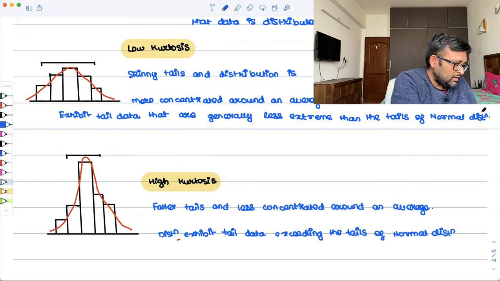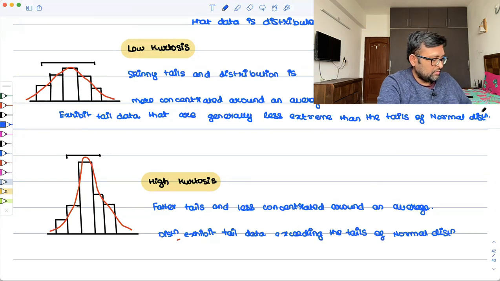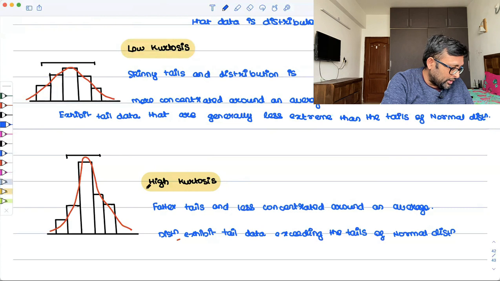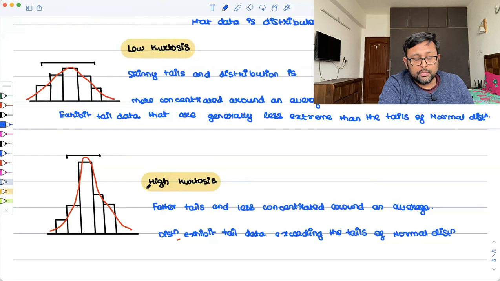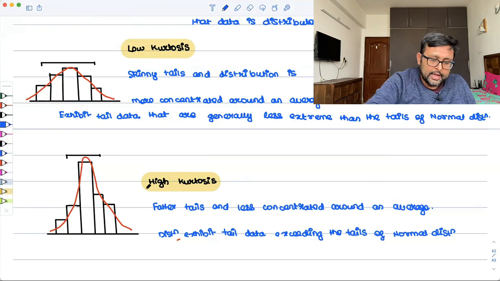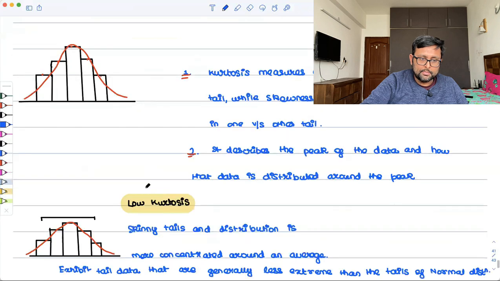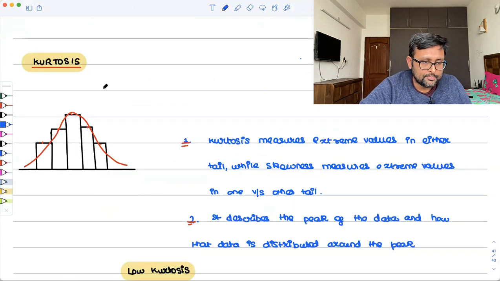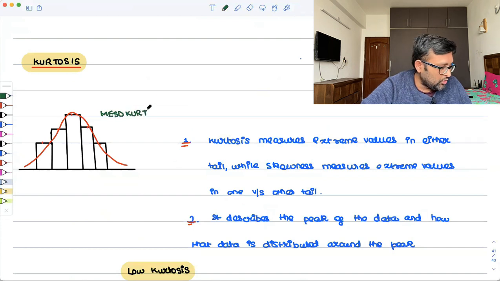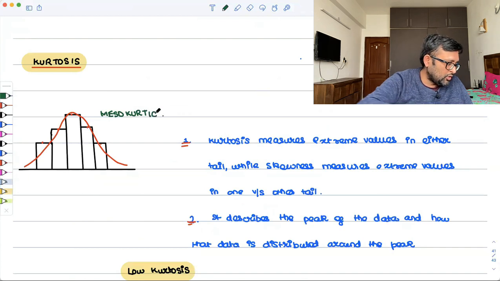Now, the point is this. You call this kind of distribution, your low kurtosis distribution, as platykurtic, and the high kurtosis distribution as leptokurtic, right? And the normal distribution you call as mesokurtic. So let me just write these points. This is normal. So this is called mesokurtic.